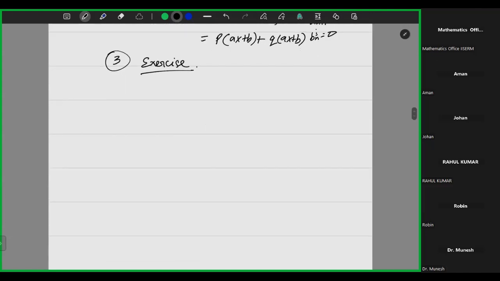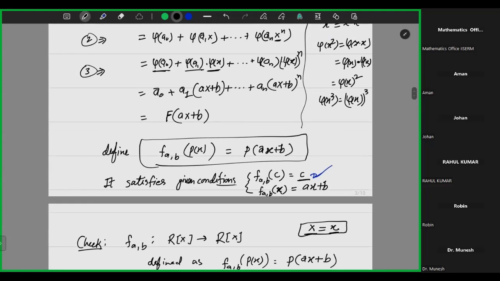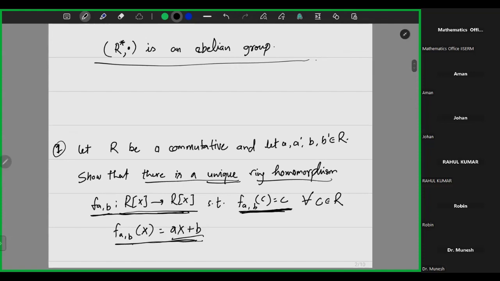Okay, so we found some ring homomorphism. Now we want to check if it is unique, because there it was said unique ring homomorphism.